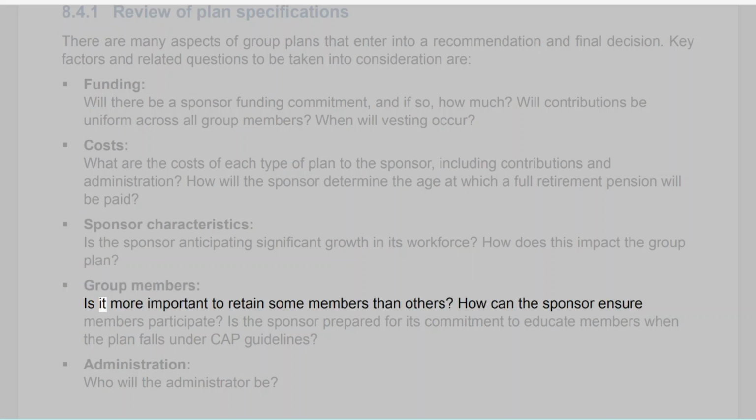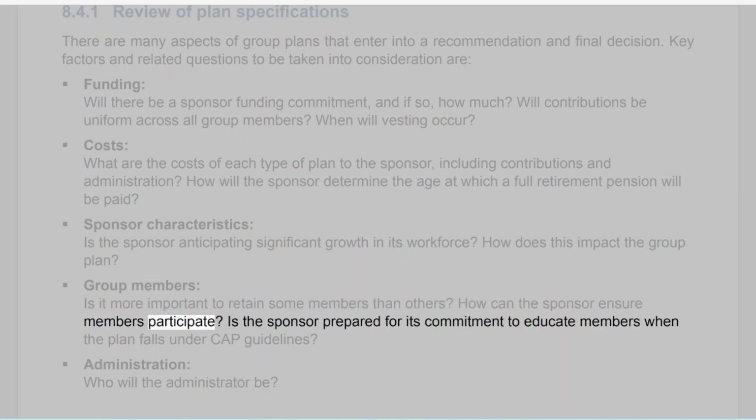Group members. Is it more important to retain some members than others? How can the sponsor ensure members participate? Is the sponsor prepared for its commitment to educate members when the plan falls under CAP guidelines? Administration. Who will the administrator be?